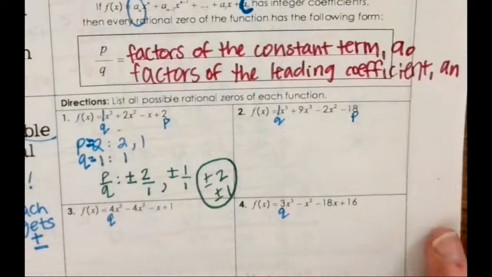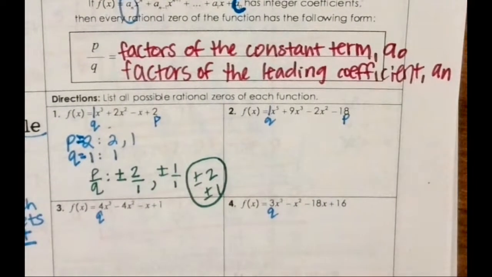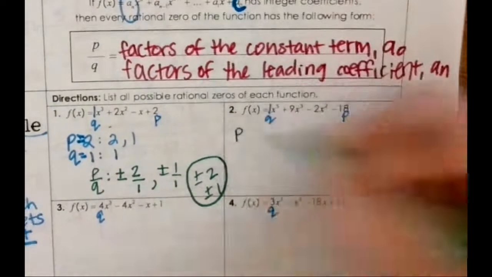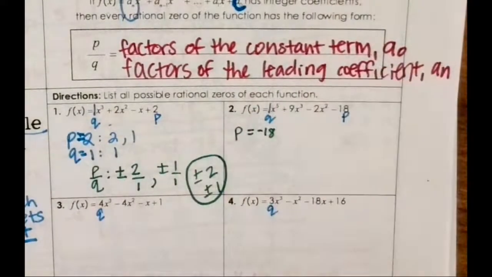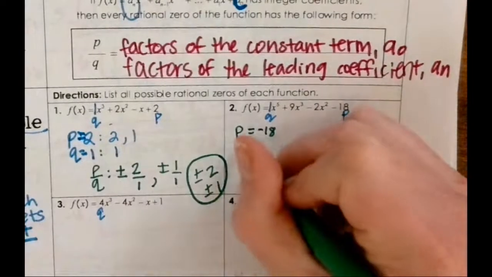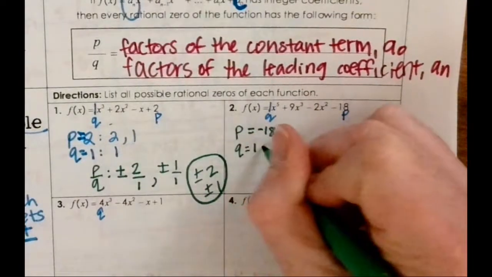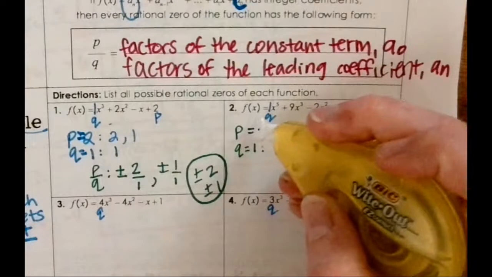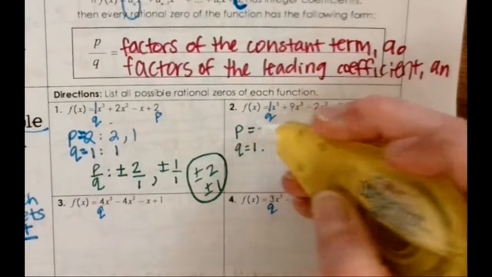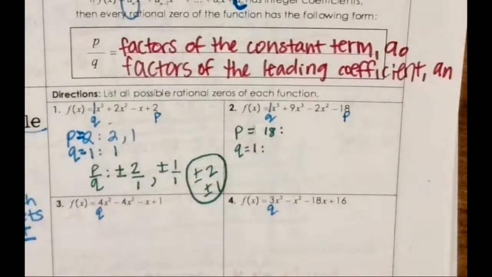Alright, let's try it again with 2. So if P is 18, negative 18, and Q is 1, we'll list out all of the factors, okay? So the sign really doesn't matter here because we're going to give it a plus minus anyway. So just think of this as breaking up 18. What are the factors of 18?